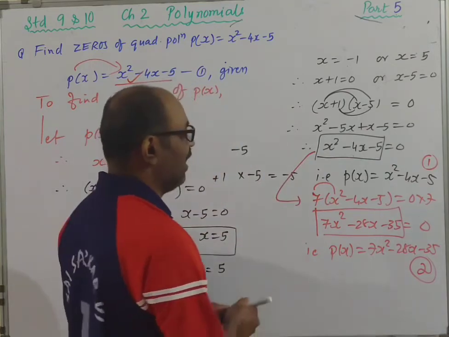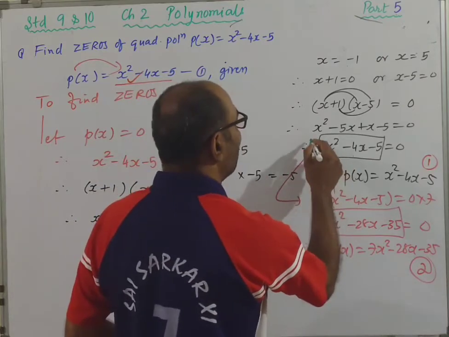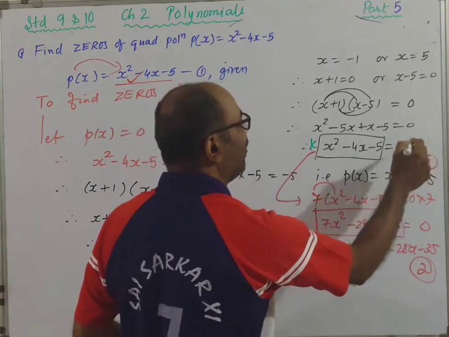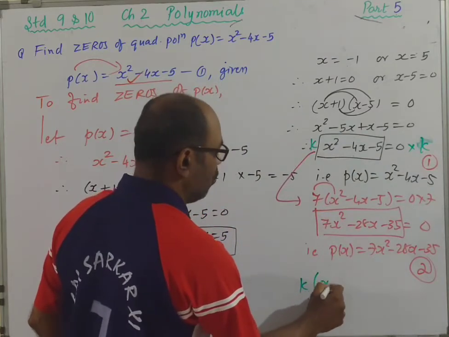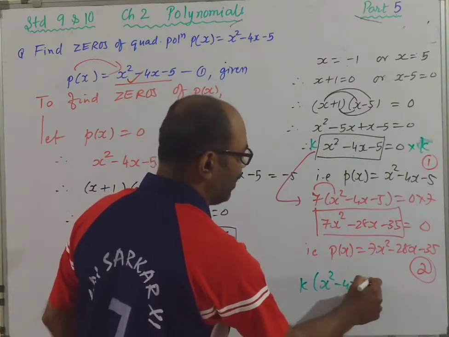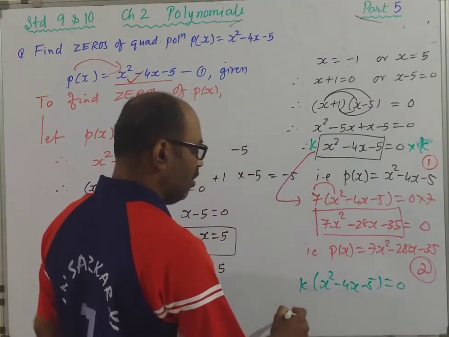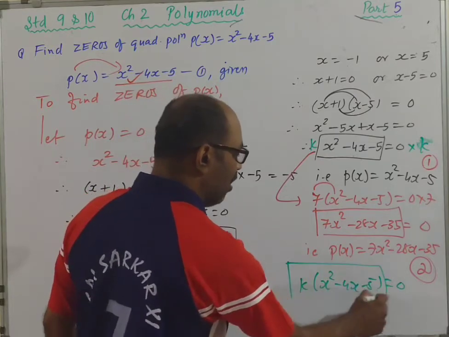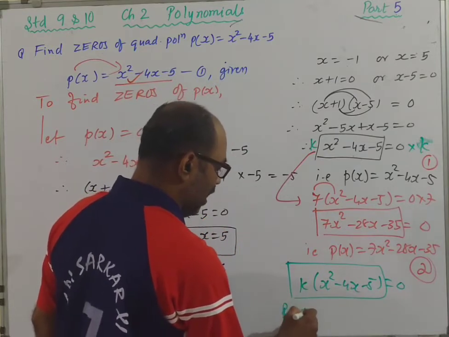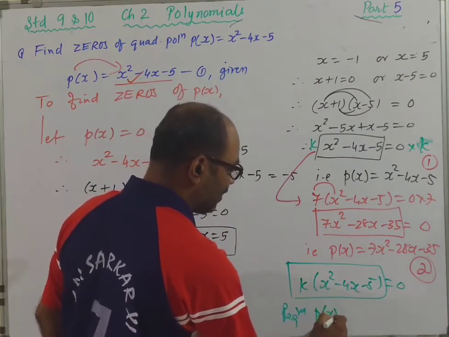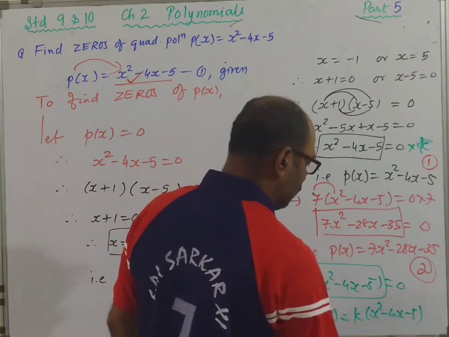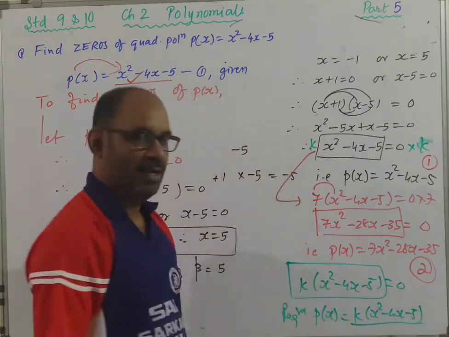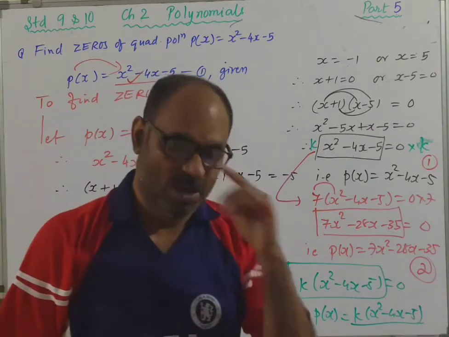So you can say, here we will multiply k on both sides. Will multiply k on both sides. So what you got? K into x square minus 4x minus 5 is equal to 0. Alright, this is your required polynomial. Required polynomial p of x is equal to k into x square minus 4x minus 5. This is your polynomial. Alright, understood?